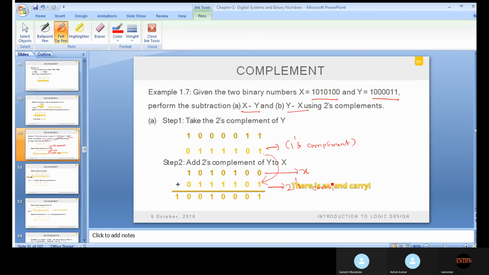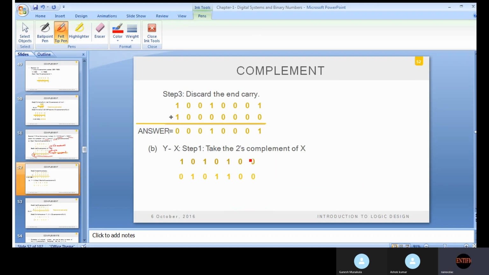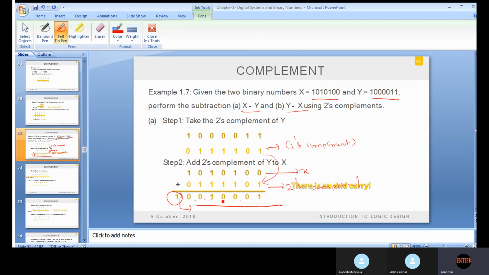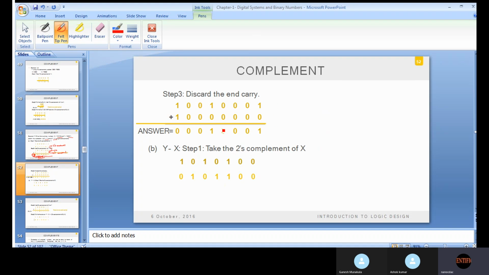2's complement of Y. So you got an end carry here. After addition, 0 0 1 0 0 0 0 1. Now the carry which we are getting here, you need to discard the carry. Okay, ignore it. If you ignore it, this will be your answer.